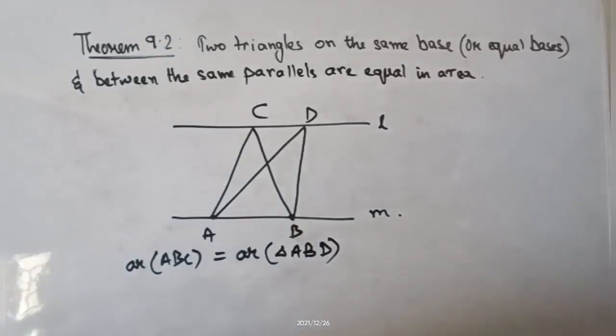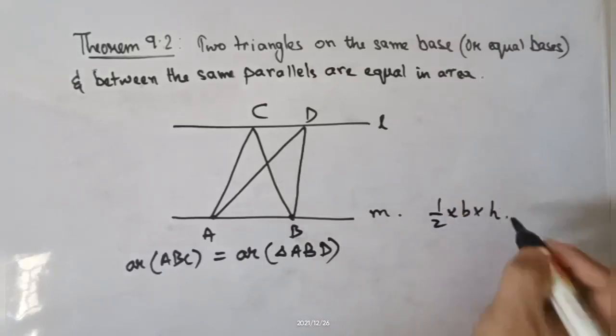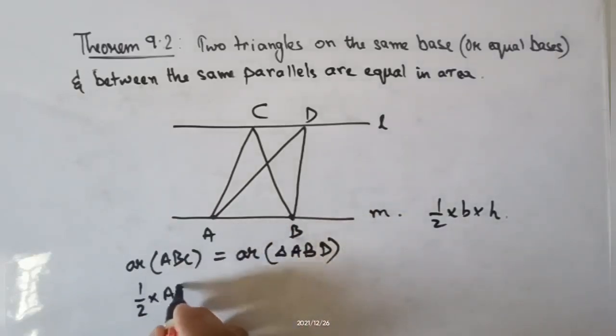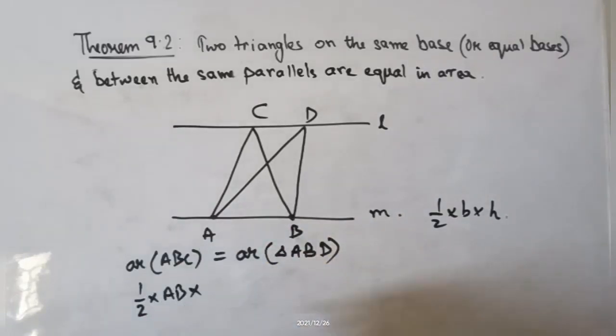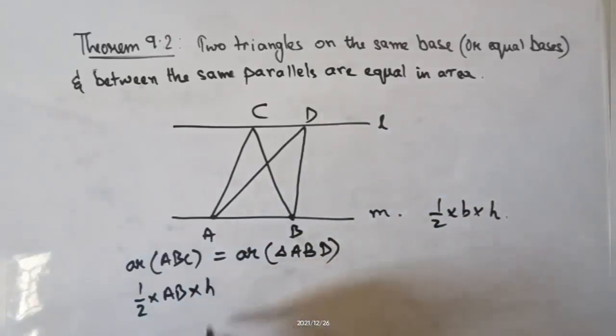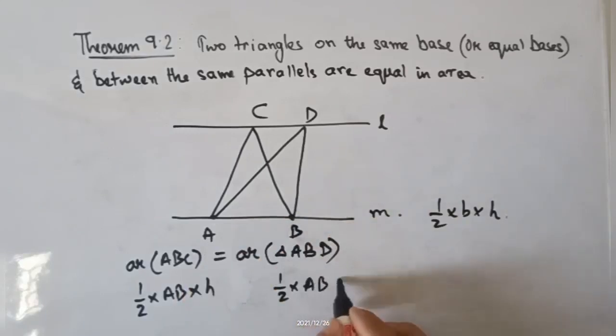We all know that the area of a triangle is equal to half base into height or altitude. So the area of triangle ABC will be half base, that is AB, into height. Let us suppose h is the height or altitude of this triangle ABC. Same here, area of triangle ABD will be half base, that is AB, into height.